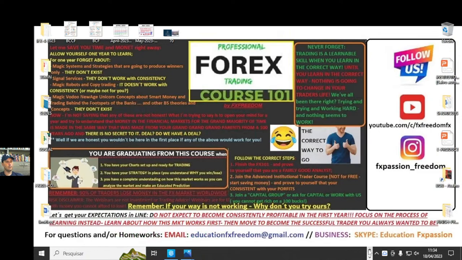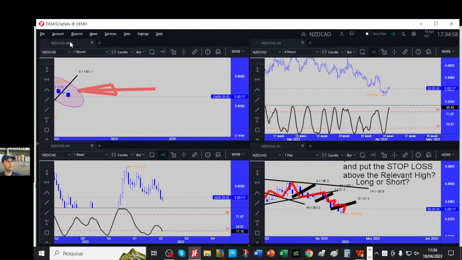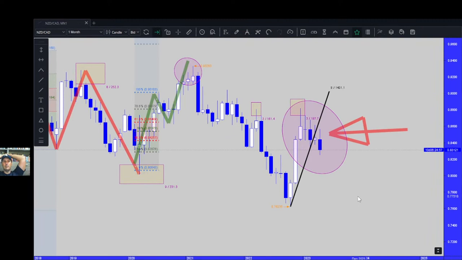You have your hopes and dreams to become a professional trader, everybody. You have your hopes and dreams to be rich, to be free, whatever may be the case, to buy a Lambo, to buy a helicopter, make sense? You have your hopes and dreams, but you are not doing it. NZDCAD market is down. Make sense, everybody? You are not doing it.